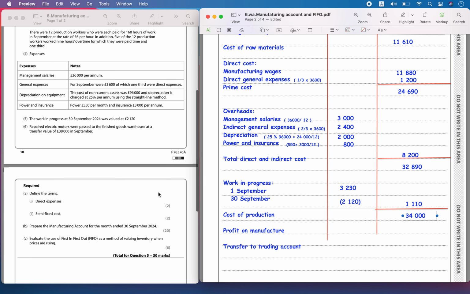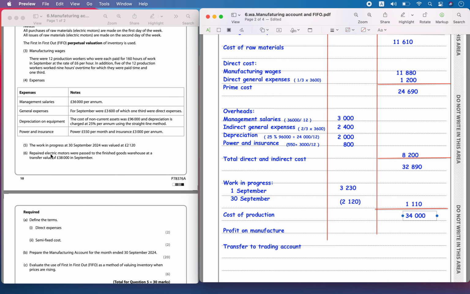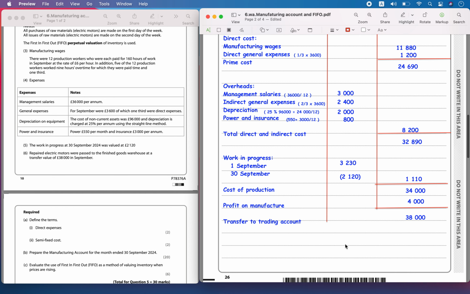Now they have given no information on the profit. What they have given is that repaired electric motor cars were passed to the finished goods warehouse at a transfer value. The transfer value was 38,000. So this must have happened after adding the profit. The profit they must have added must have been 4,000 to the cost of production, so that the transfer value would have become 38,000 pounds. Okay, so this is the manufacturing account.